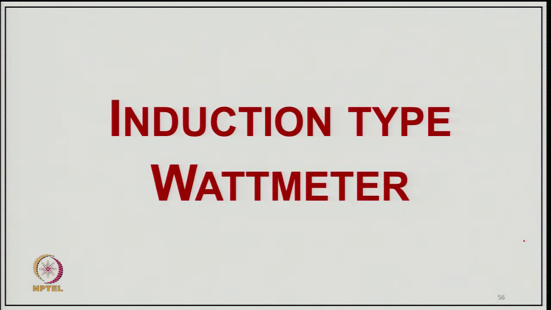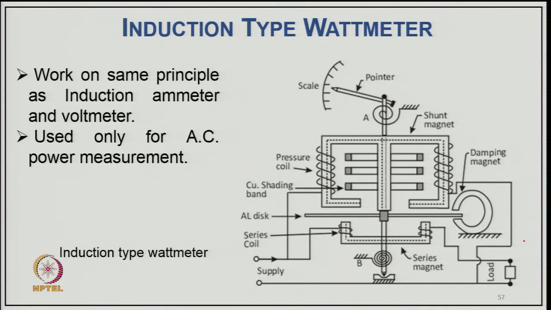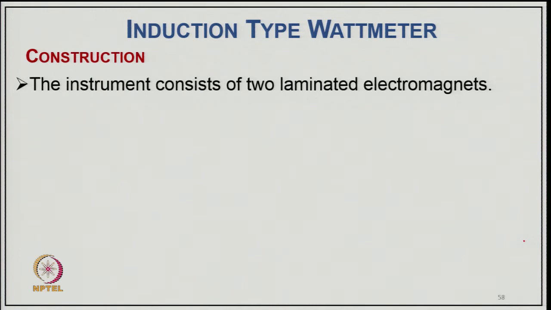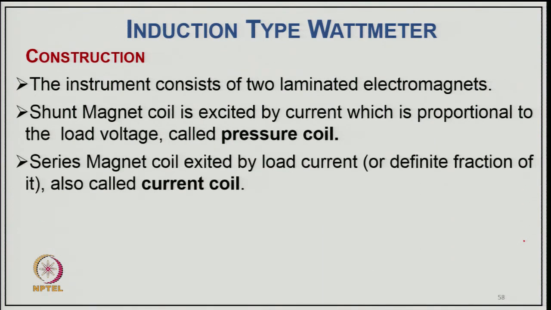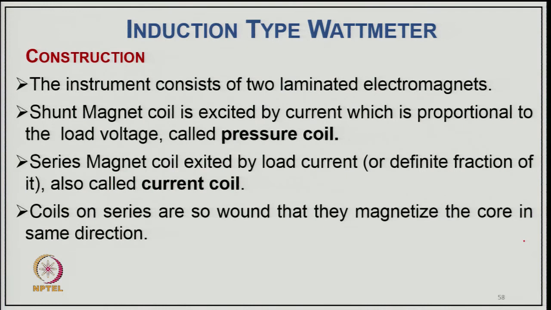Now, coming to another kind, the induction type of wattmeter. Here this works on the same principle as induction ammeter and voltmeter. This induction type of wattmeter is used only for AC power measurement. As you can see here, the total arrangement of the supply and circuitry is there. Coming to the construction of this wattmeter, the instrument consists of two laminated electromagnets, and the shunt magnet coil is excited by current which is proportional to the load voltage, called the pressure coil, and the series magnet coil is excited by load current, also called the current coil. The coils in series are also wound so that they magnetize the core in the same direction.